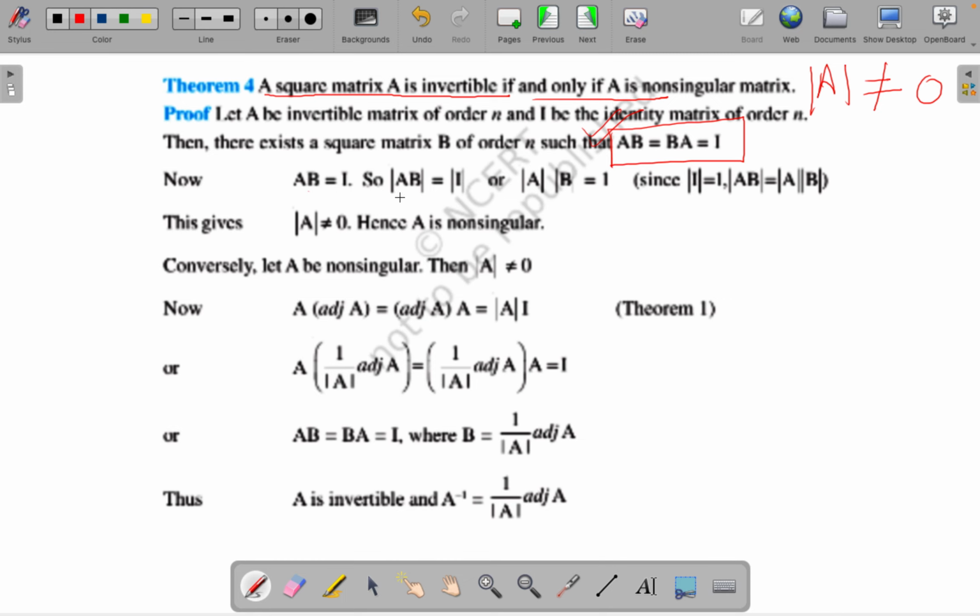So if I take determinant on both sides, I can open this. Determinant of A into B can be written as determinant of A into determinant of B, and determinant of I is what? 1. I acts like 1. Right? So hence it gives that determinant of A is not equal to 0, because if multiplying two numbers gives 1, it is obvious that the number cannot be 0. So this means A will always be non-singular in the case where A into B is I.